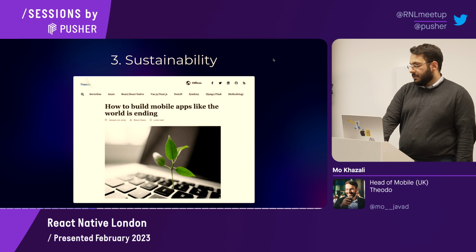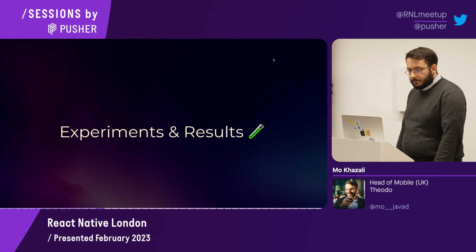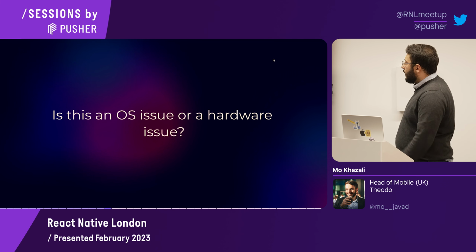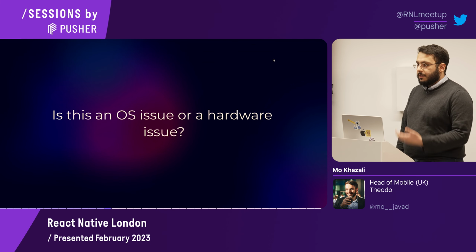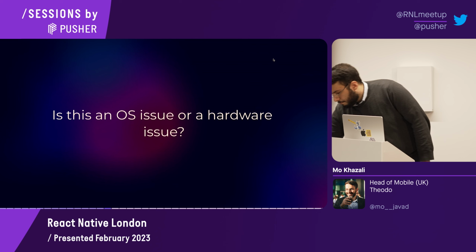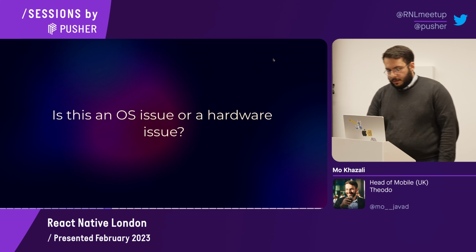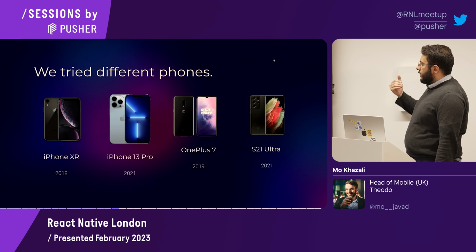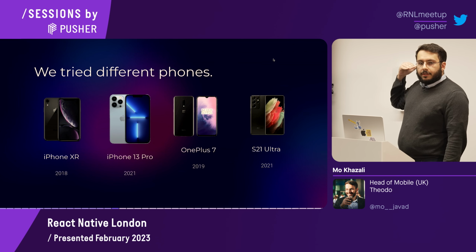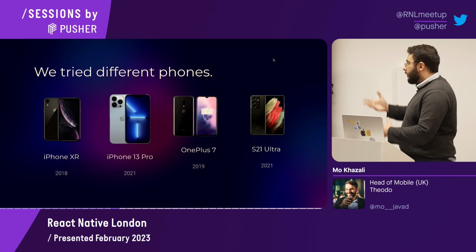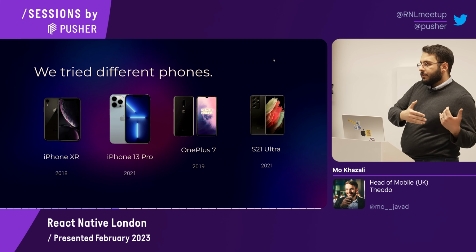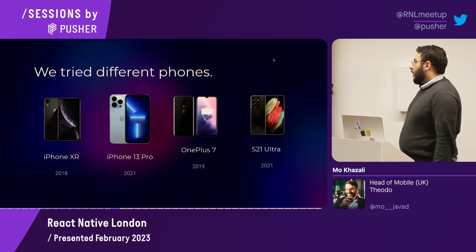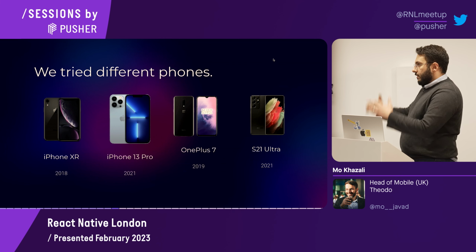Nice. So let's jump into the experimentation section. First question that came up was, is this an OS issue or are we facing a hardware limitation? Pretty simple experiment on our end: we basically just tried different phones with Android and iOS. On the iOS side, we didn't go for only the top tier latest iPhone. We also looked at a phone from a few years ago, like the iPhone XR. On the Android side, we looked at the OnePlus 7, which was from a few years ago, and the S21 Ultra, which was the flagship at the time.